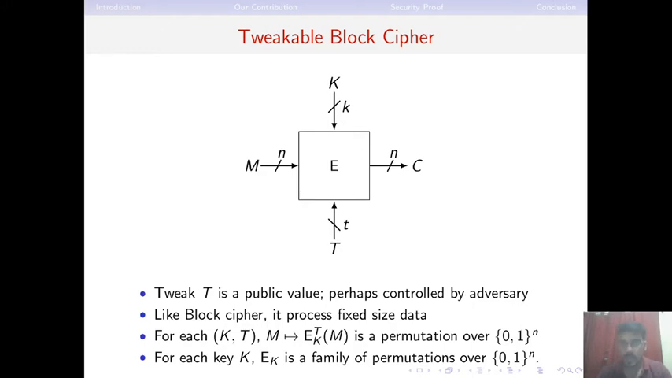And for each key K, E_K is a family of permutations over {0,1}^n. So in case of a block cipher, if you fix the key K, then E_K is basically a function from {0,1}^n to {0,1}^n, and that's a bijective function. But in case of a tweakable block cipher, if you fix the key K, then E_K is basically a family of permutations over {0,1}^n, and that family is indexed by the tweak T.